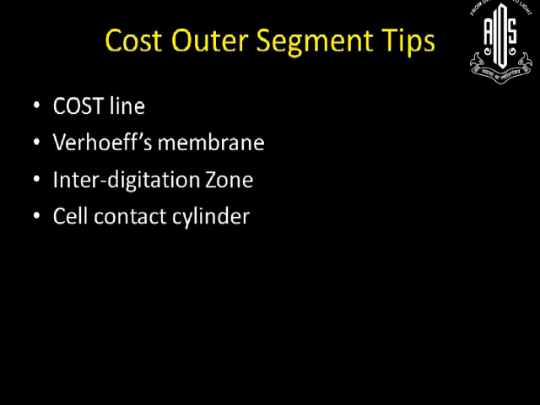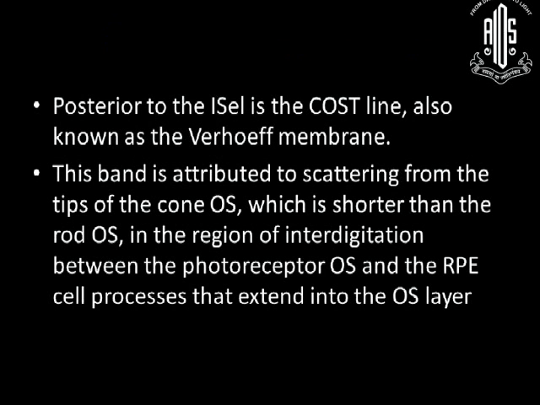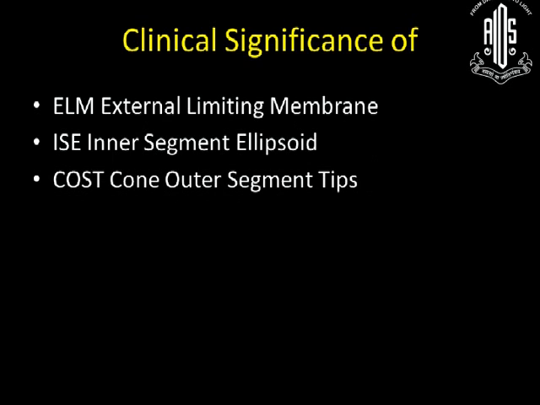Now the outer segment tips is called the COST line, also called the Verhoeff's membrane, the interdigitation zone, or also called the cell contact cylinder, because it's the area of contact between the photoreceptor outer segments and the microvilli of the RPE. Because the cone segments are shorter, as Dr. Preeti had shown in our picture, and they don't exactly entwine, they form a more hyperreflective band which is above the RPE. So now we've come to the identification.